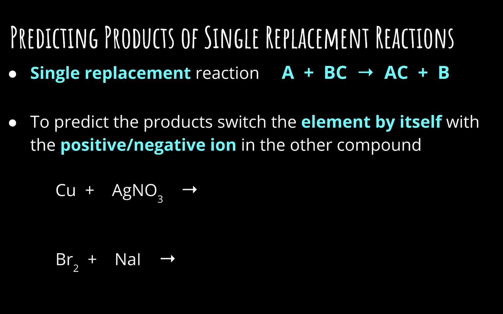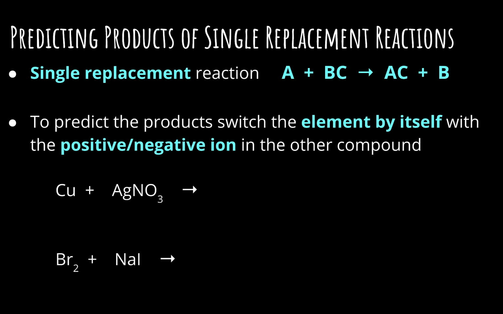The third type is a single replacement reaction. So in this situation, to predict the products, you're going to switch the element that's by itself with either the positive or negative ion in the other compound. The way you know which one to switch out is it's going to switch out with the one that's most like itself. If it's an element that forms a positive ion, it's going to take the place of the positive ion in the compound. If it's something that forms a negative ion, it's going to take the place of the negative ion. So we're going to look at that situation for both of these.